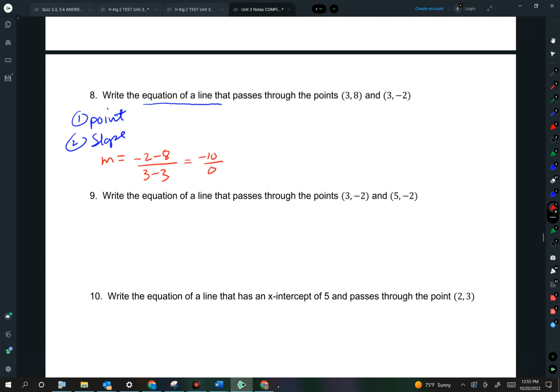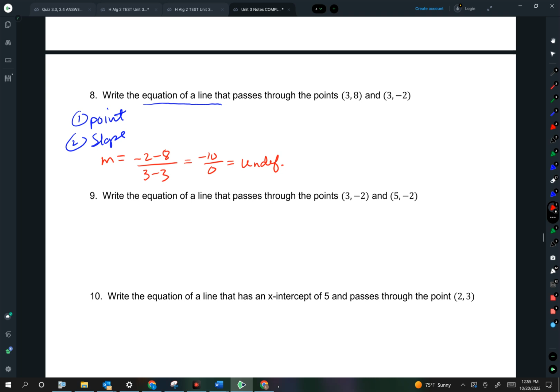That doesn't equal -10, and that doesn't equal 0. Remember, if there's a 0 on the bottom, it's undefined. Okay, so now we're stuck, because I can't put undefined into my point slope. I would never do that. So now this is what makes it a special case. So let's think about it.